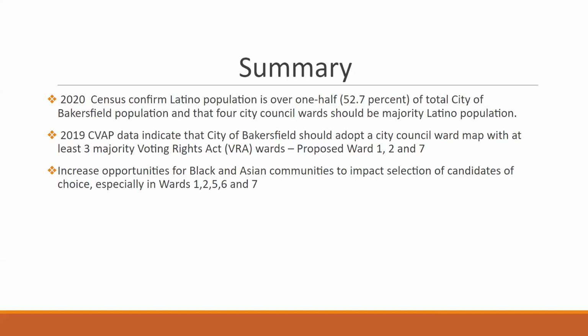So to summarize, all of the proposed maps that have been submitted by other groups and the other map plans A, B, and C, they draw only 2 Voting Rights Act districts where the Latino CVAP is above 50%, whereas the Equitable Map Coalition Map is the only map currently being considered that draws 3, which is what we believe the city of Bakersfield is required to do by the Voting Rights Act.